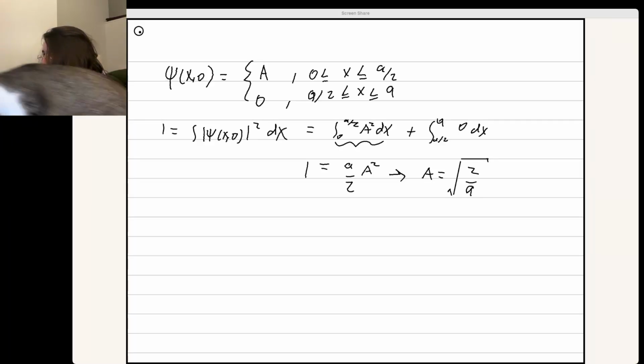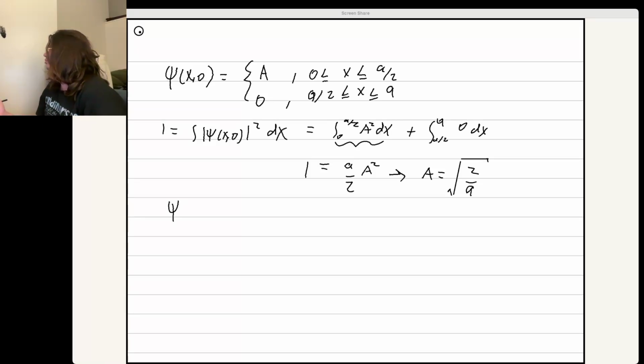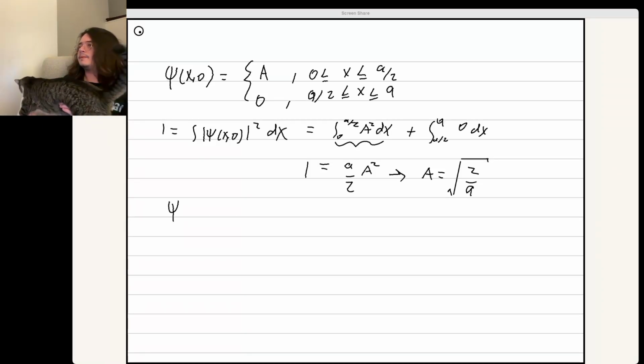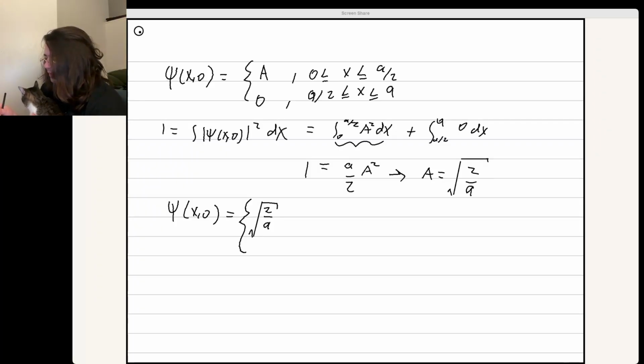Then we can write the wave function again with this in mind. It'll be from 0 to a over 2. It's just the square root of 2 over a. And then 0 everywhere else. Right?